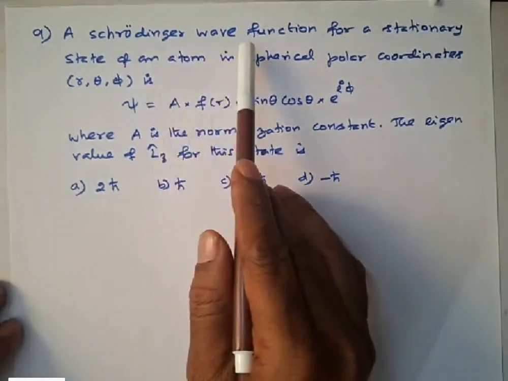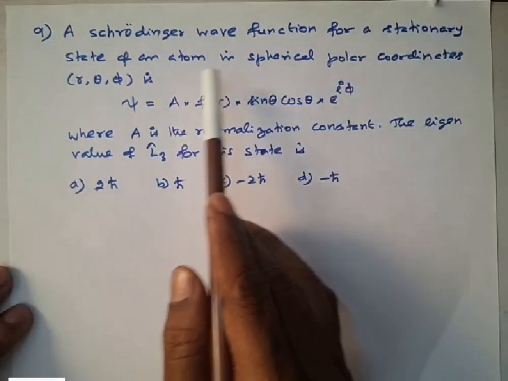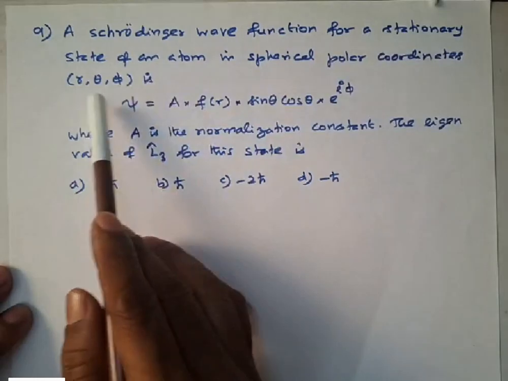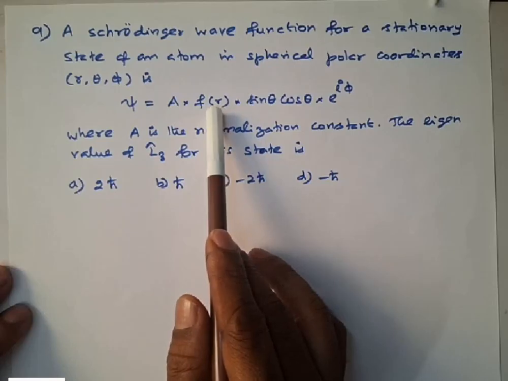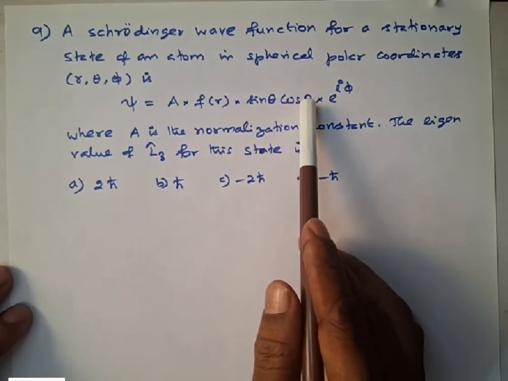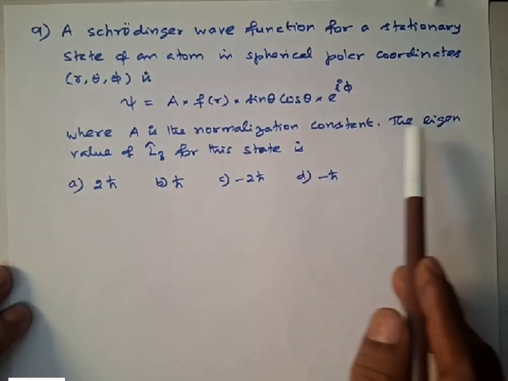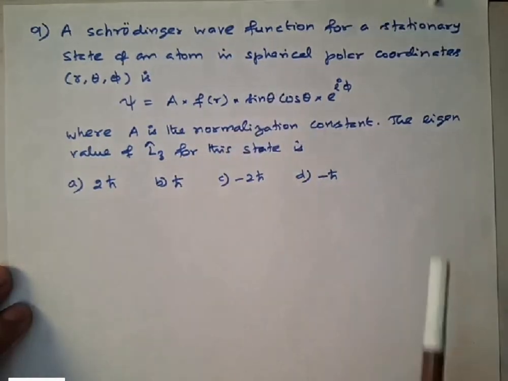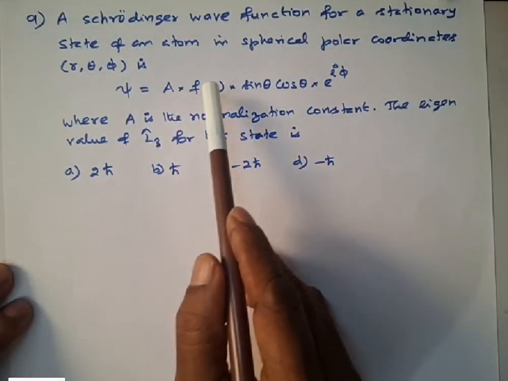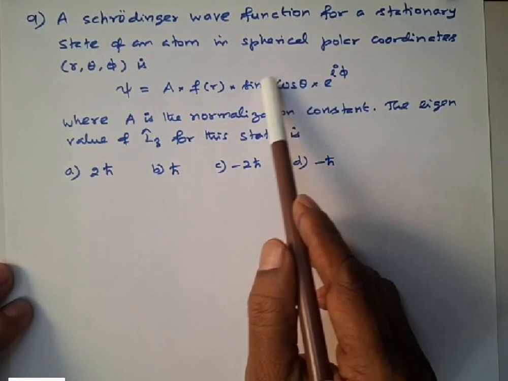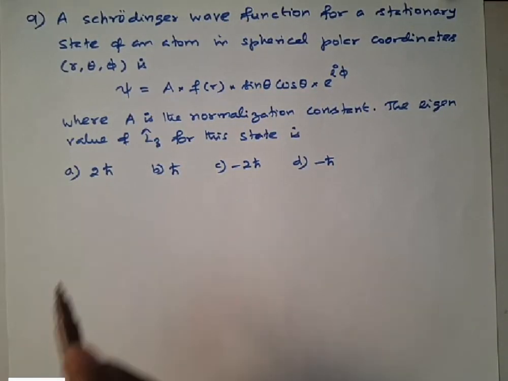A Schrodinger wave function for a stationary state of an atom in spherical polar coordinates r, theta, phi is given as A into a radial function, sin theta cos theta e power i phi, where A is the normalization constant. What is the eigenvalue of Lz for this state? This is the radial part of the wave function, this is the theta part, and this is the phi part. How to answer this? Listen.